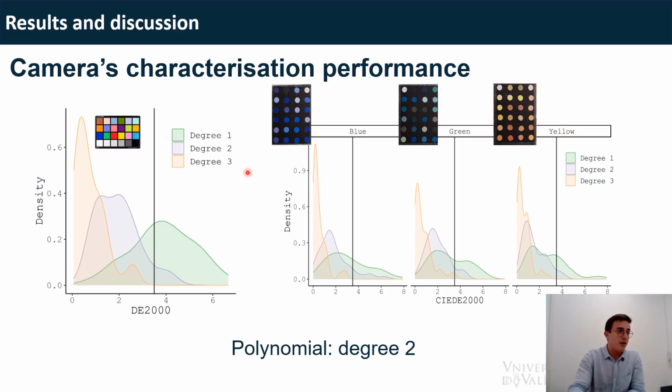And then comparing the color charts, the commercial ones and the ad hoc ones, we saw something similar, actually. The distributions of degree 3 are way better. So overall, we decided to stick to degree 2.